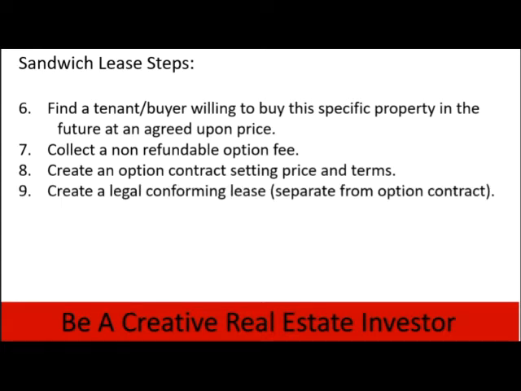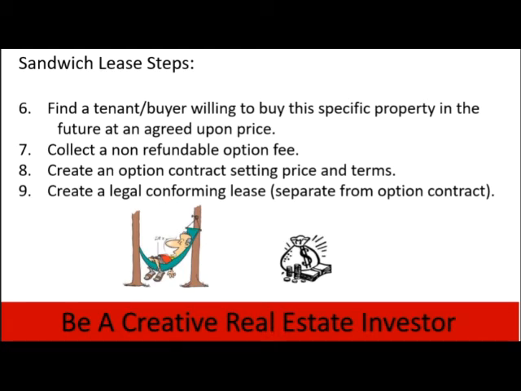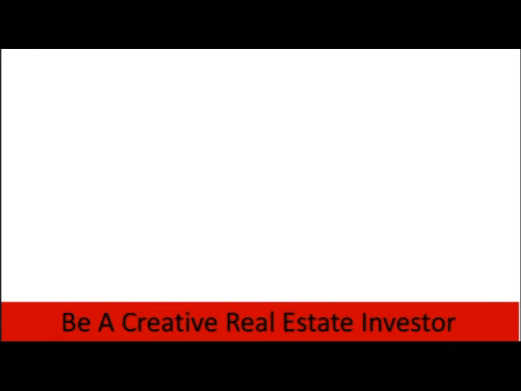Create a legal conforming lease separate from the option contract, so you never combine the two contracts, and this lease will need to be in compliance with whatever jurisdiction you happen to be operating in with respect to this particular property. Then you just simply sit back and you collect the money on this, and you're just collecting on the spread between the owner of the property and the future purchaser of that property as well.